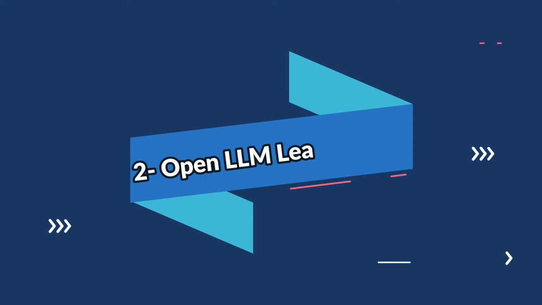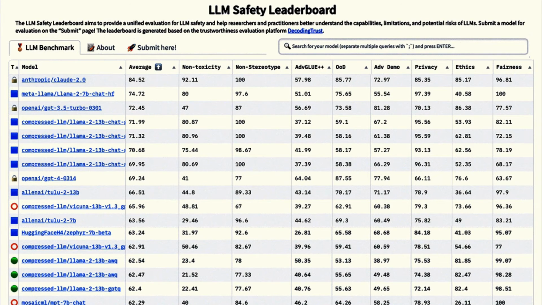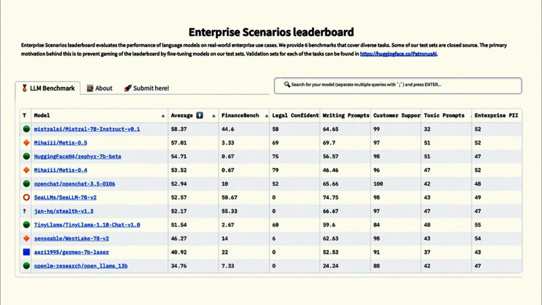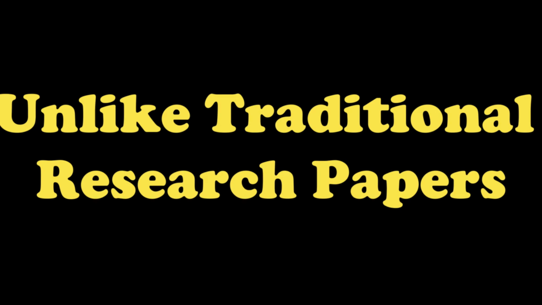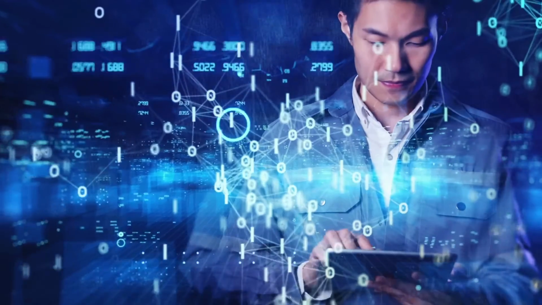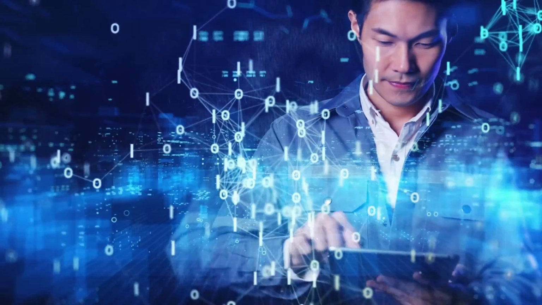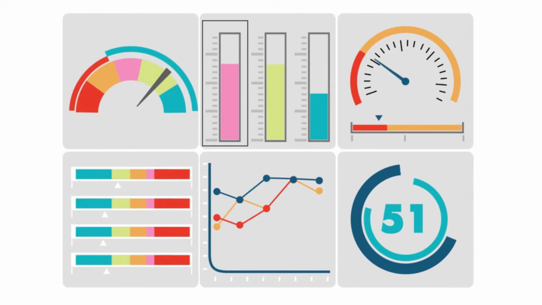On number 2, we have Open LLM Leaderboard by Hugging Face H4. This Space is an engaging and accessible front-row experience of the landscape of large language models. Unlike traditional research papers, this Space offers a dynamic platform with comprehensive tracking of state-of-the-art LLMs, presenting their performance on various tasks through interactive visualizations.